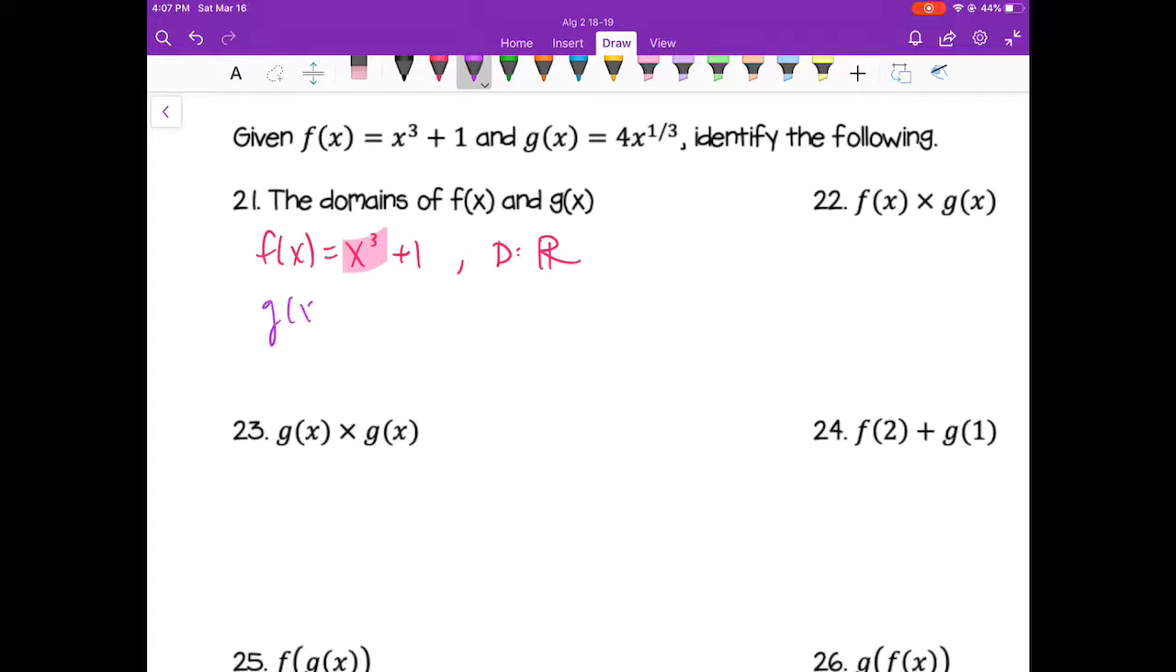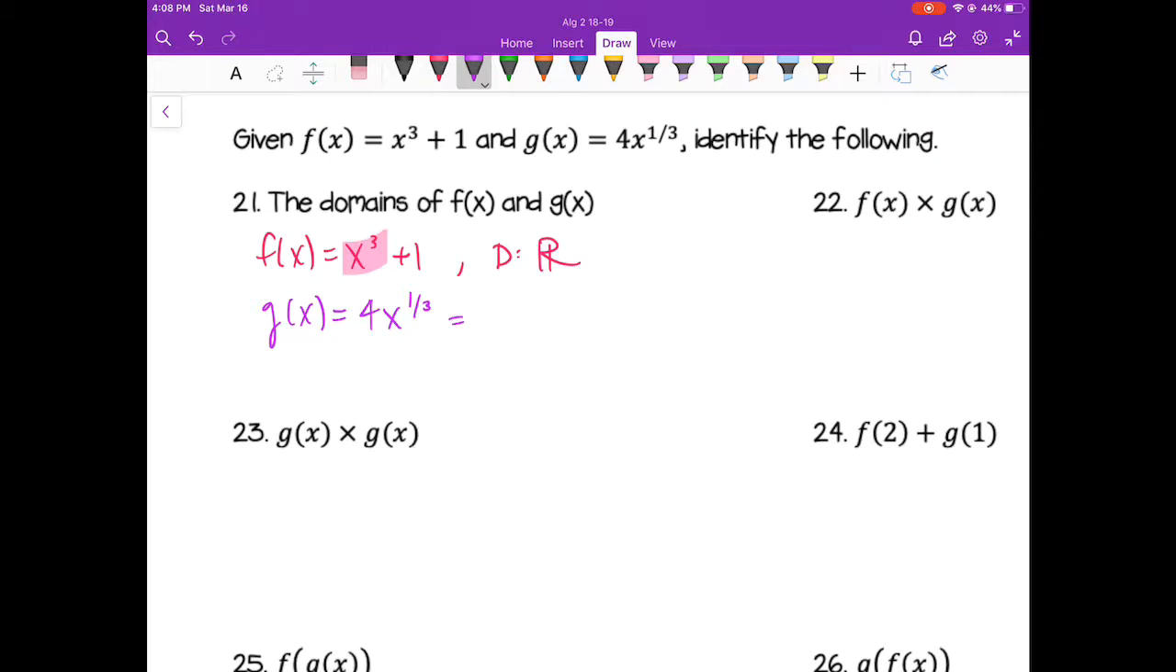Now if we look at g of x we have a power function. So we've got a fraction in our exponent. So that will normally give us some pause, but notice that our denominator of our fractional exponent is odd. So it's like we're taking 4 times the cubed root of x. Remember, you can take the odd root of any number. It doesn't have to be positive. So our domain for this guy is also all real numbers.